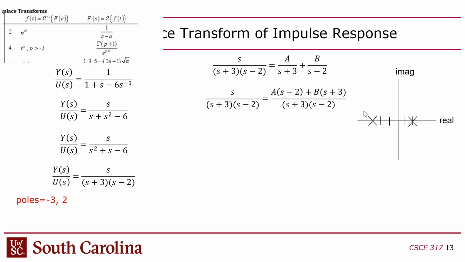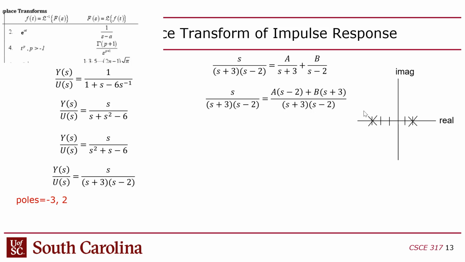Well, there is a way you can do it. So if you take this term, a over s plus 3, and you multiply it by s minus 2 over s minus 2, just this part, you end up with a times s minus 2 over s plus 3 times s minus 2, right?